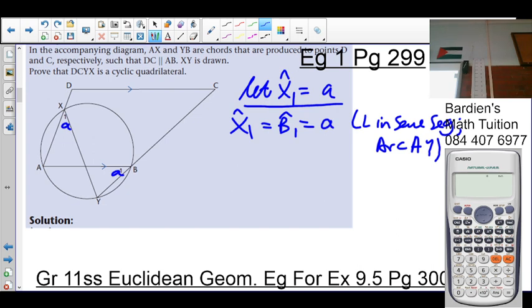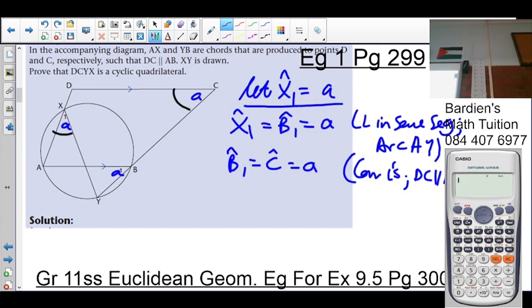So angle B1 is also equal to which angle? Angle C. Why? Corresponding angles. So we say angle B1 is equal to angle C, which is equal to A, corresponding angles, with DC being parallel to AB. And you see, now we can see that the exterior angle is equal to the interior opposite.